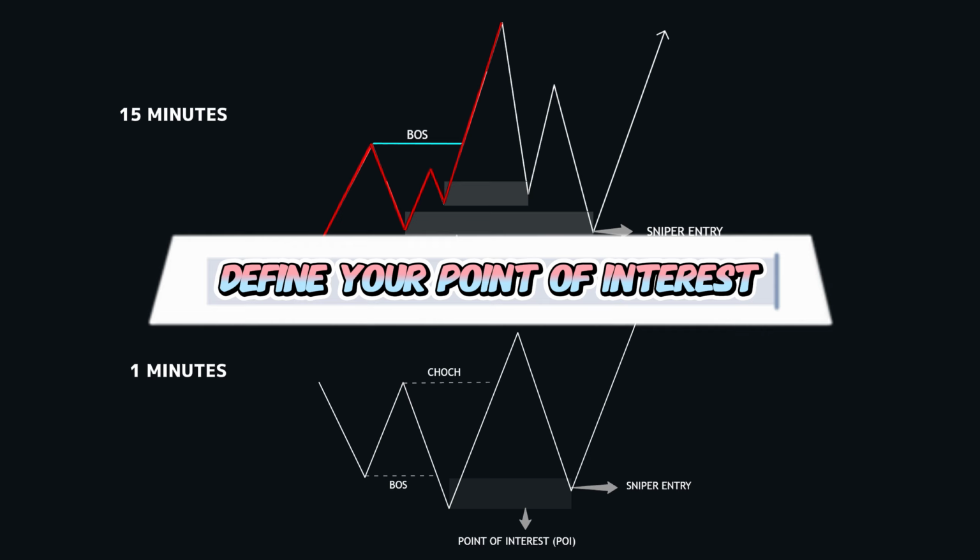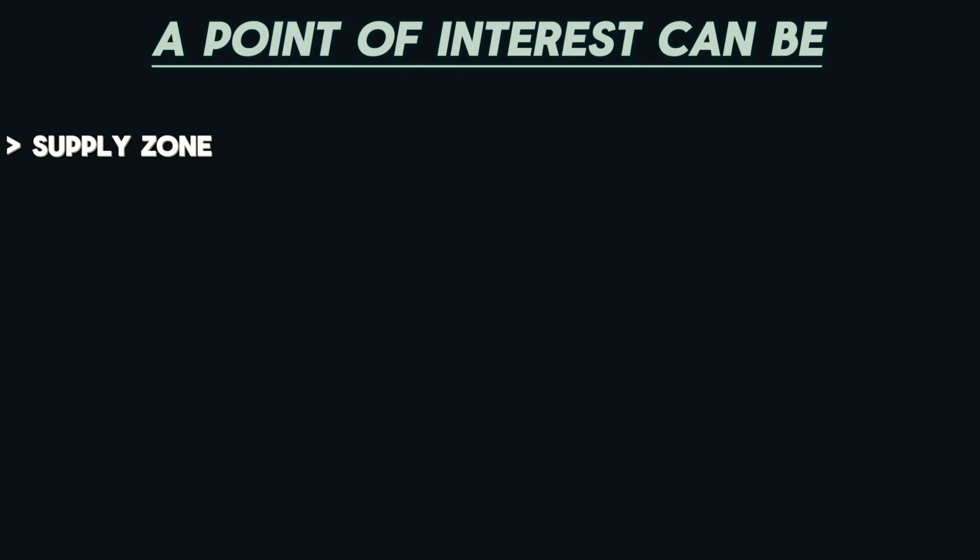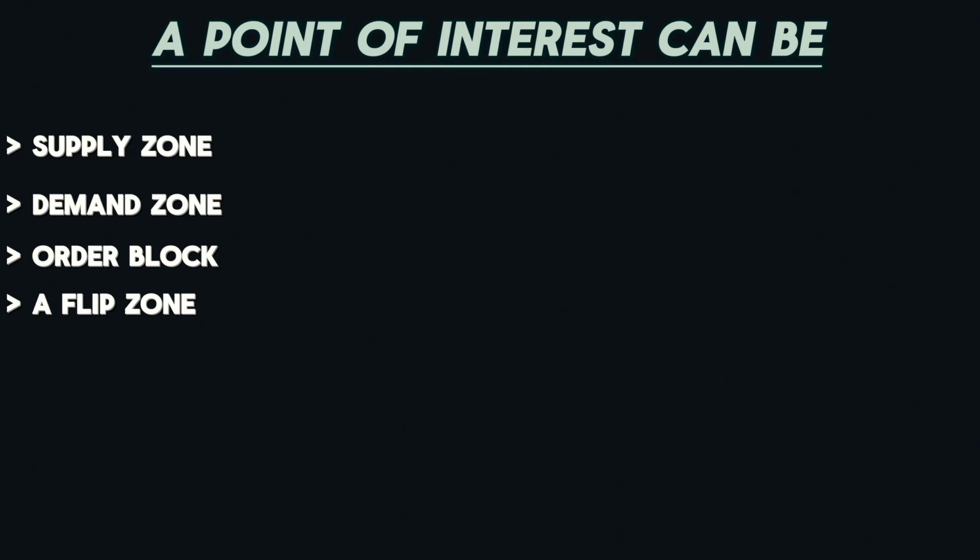Step 2, define your point of interest. Your point of interest is the area on the chart where price is most likely to react. A point of interest can be a supply zone, which is an area where sellers are strong, a demand zone, which is an area where buyers are strong, an order block, which is the last candle before a big move, a flip zone, which is an area that switched from support to resistance or from resistance to support, or any zone where liquidity was taken, meaning price grabbed stop losses before reversing.